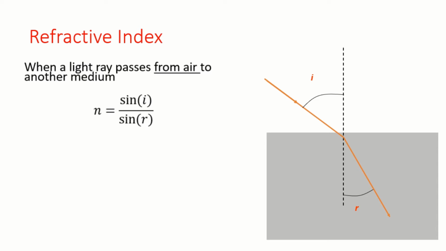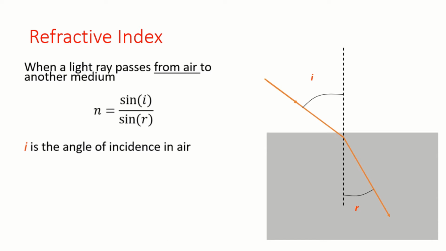Now, it's important that you make sure you're working in the correct units in this case. Usually this will be expressed in degrees, so you need to make sure your calculator is ready to measure in degrees. When you use the sine function, if it's got a different setting, it will give different numbers. So please check that you've got degrees set on your calculator. This is n is equal to sine I over sine R.